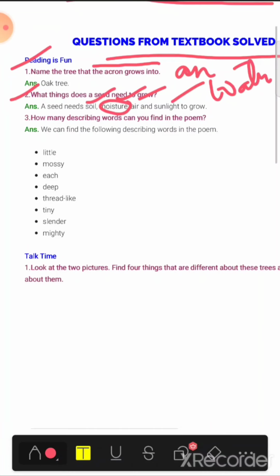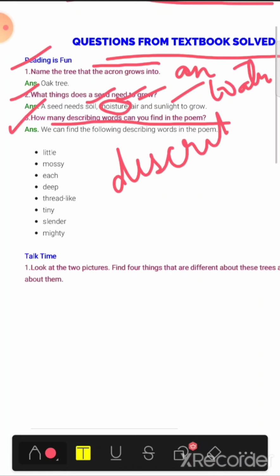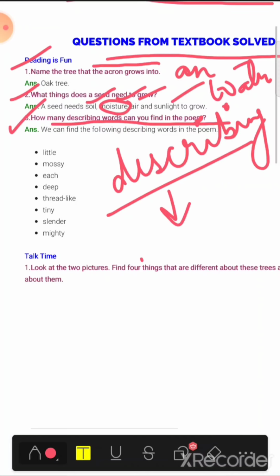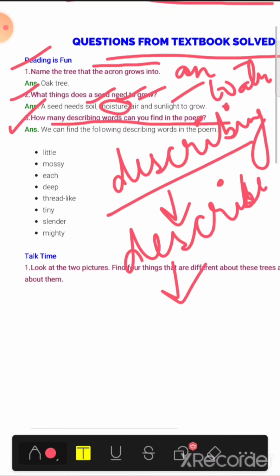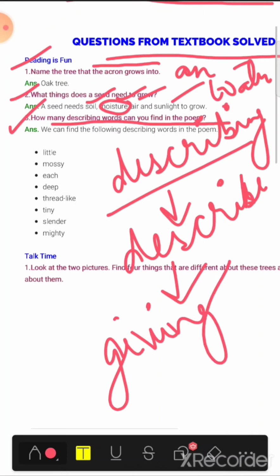Now question number 3. How many describing words can you find in the poem? First of all, students, tell me what describing words are. As the name suggests, describing words describe something. And what is the meaning of describe? Giving information or explaining something.